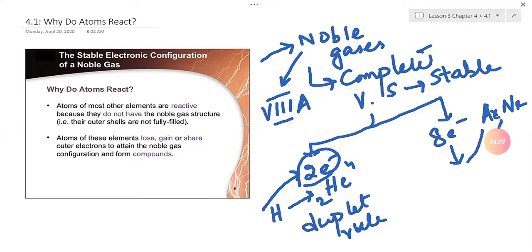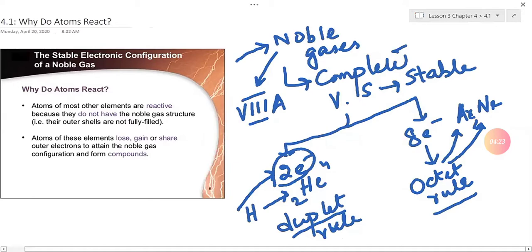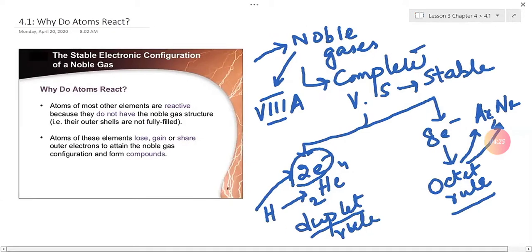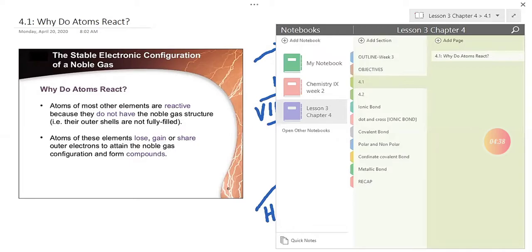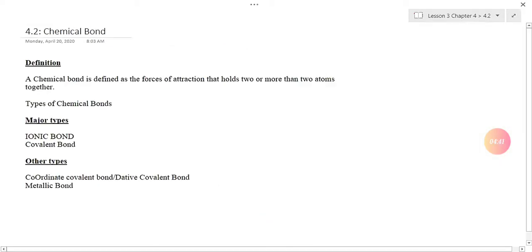Octet rule, as the name indicates, means having 8, octa stands for 8. So the octet rule is followed by certain elements, and this is all about the game of stability. The whole struggle is because all elements are trying to attain stability, and they are copying noble gases. Let's talk about 4.2 now.